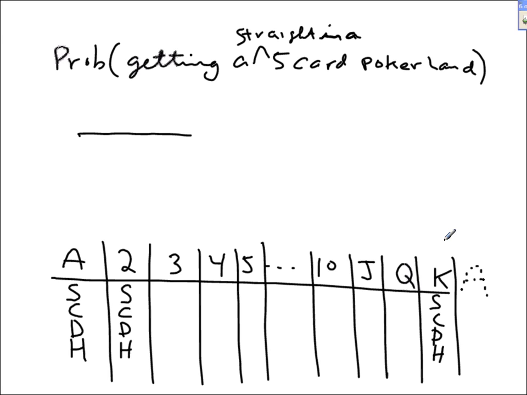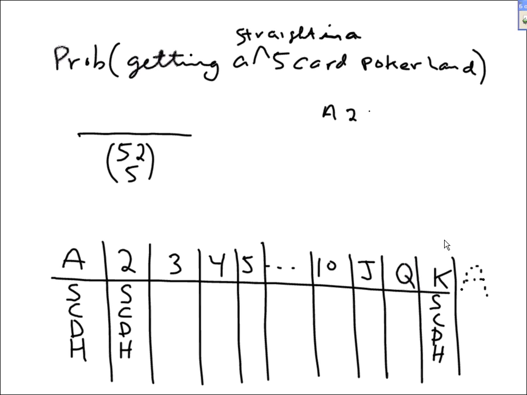What's an outcome? A 5-card poker hand. From 52 cards, you want to choose 5. Now, what is a straight in a 5-card poker hand? Well, that's when the cards go in order.